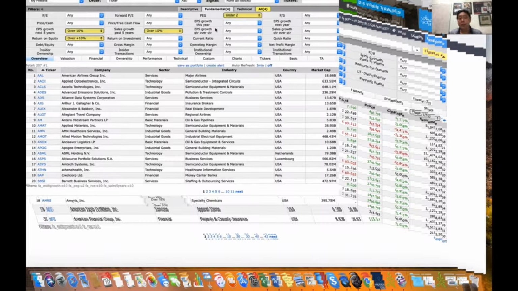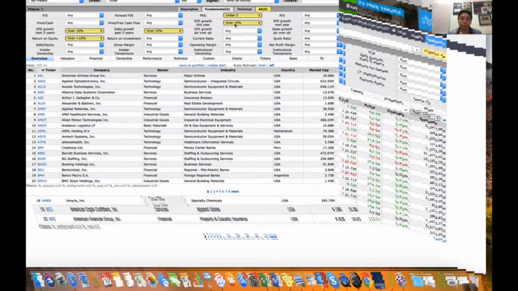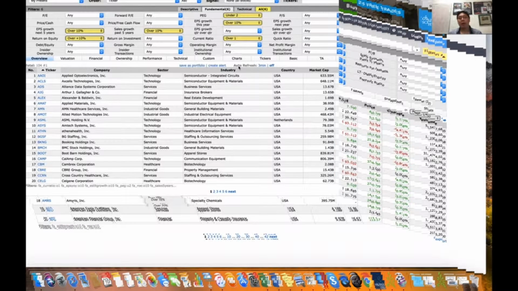Right. Earnings growth this year. Do I want the company to be growing this year? Yes. So again, I can put it as over 10%. Earnings growth quarter over quarter is not as important. More important if you're a short-term trader, but as an investor, that's not as important. I'll leave that. Current ratio, you may want to put a current ratio above 1 so that we filter out companies that are not as financially strong.